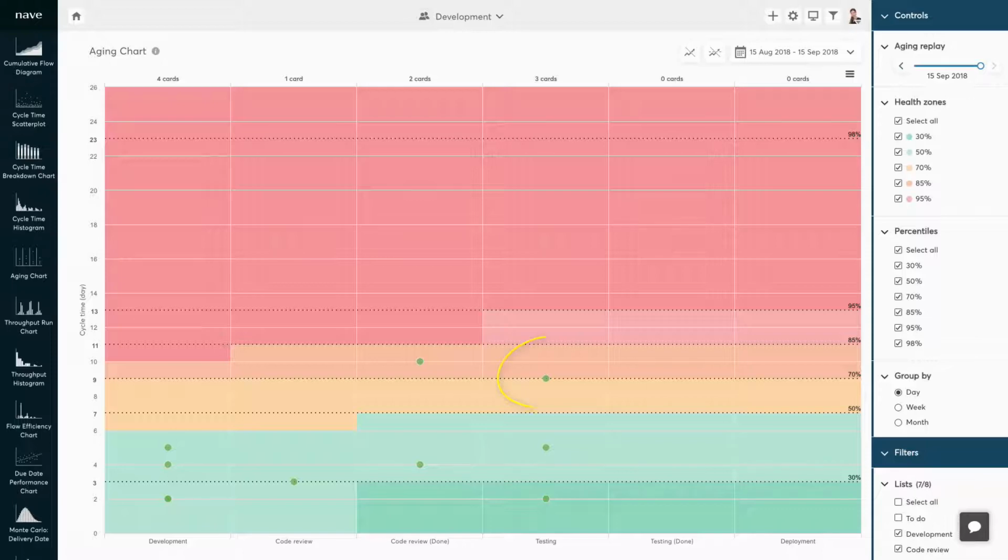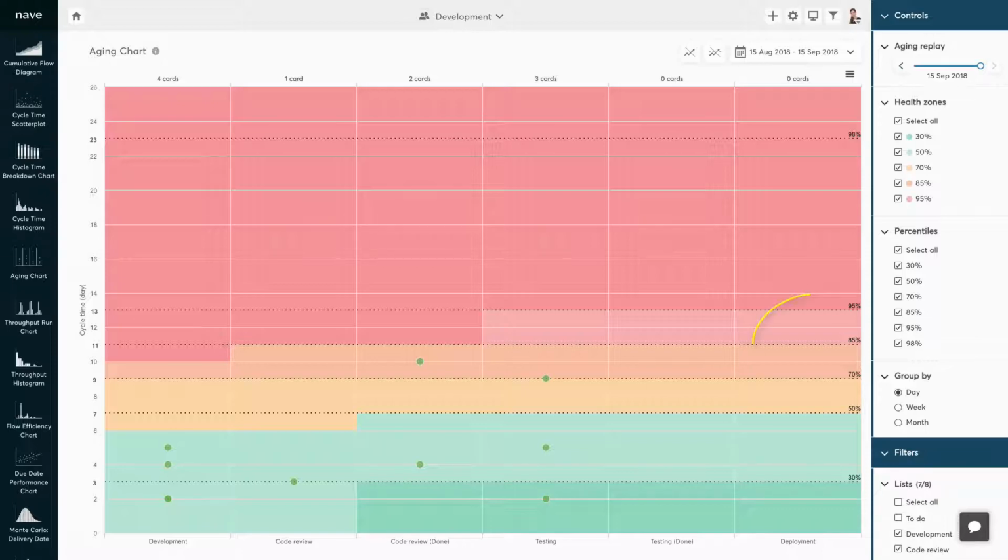Let's look into the item on the top of the testing phase. It is positioned on the border between the yellow and orange zone. This means that it has taken more time than 70% of our work in that process state. If your dots go into the red zone at any point along the workflow, this means that they're taking significantly longer than your previous work items and you're going off track.